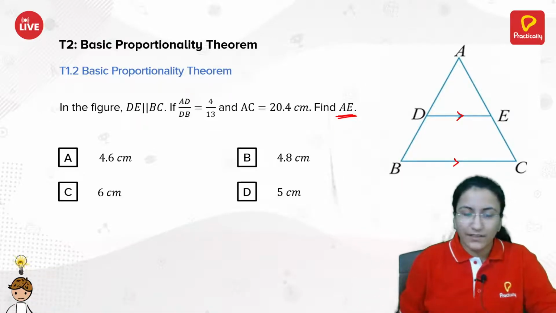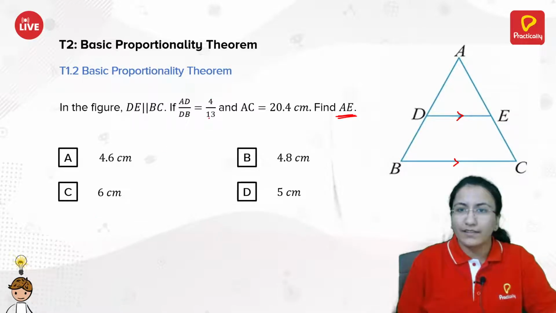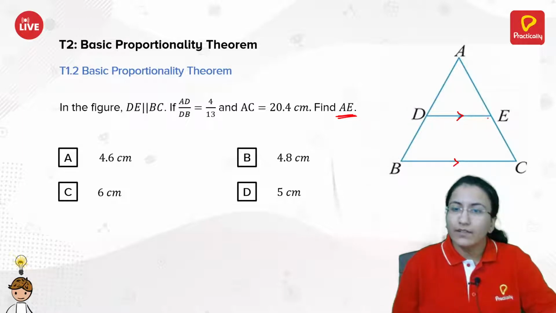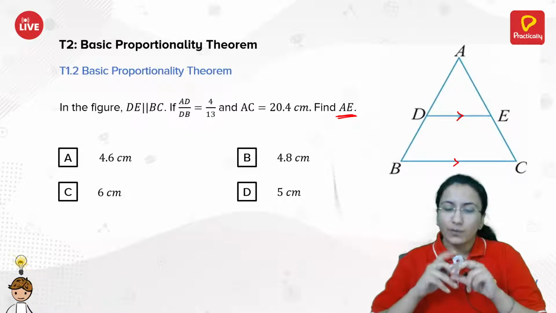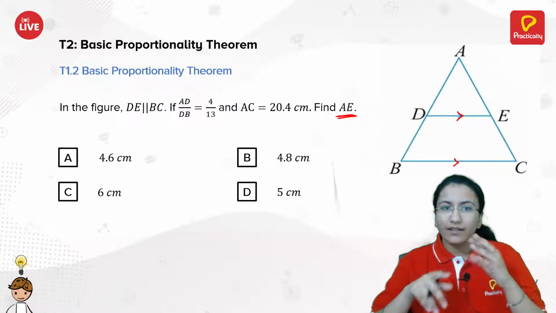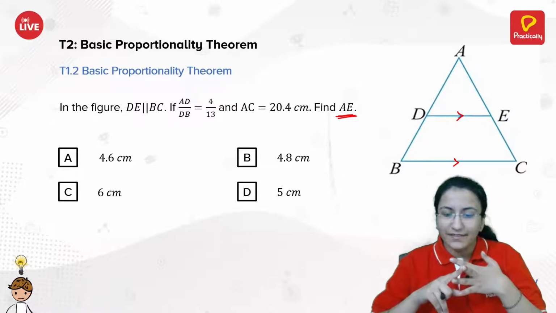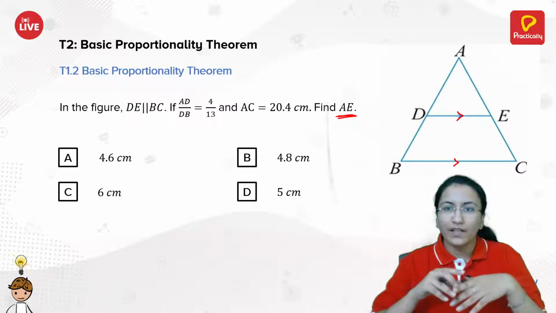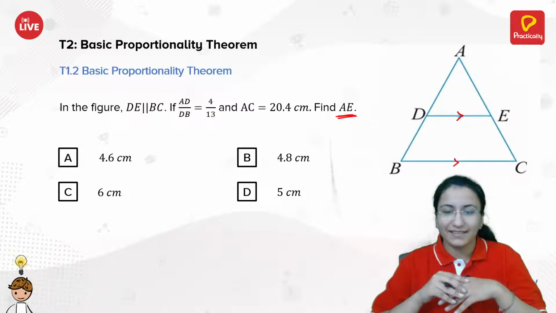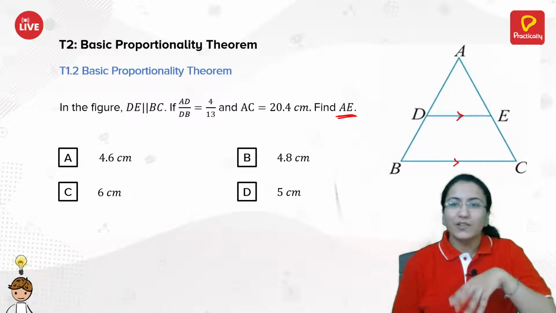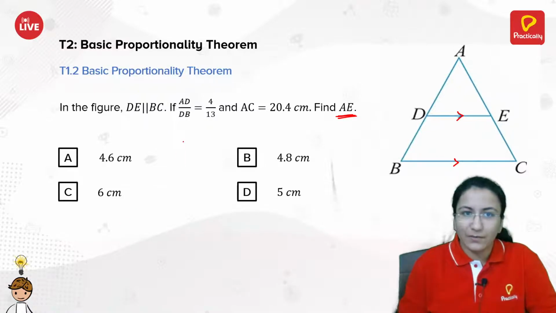Okay, I'll solve it with you over here. Here we have AD by DB equals 4 by 13. Now, we are given DE parallel to BC. As DE is parallel to BC, what will we apply? The basic proportionality theorem, or will we apply its converse? What are we going to apply over here? Yes, we are going to apply the basic proportionality theorem over here.